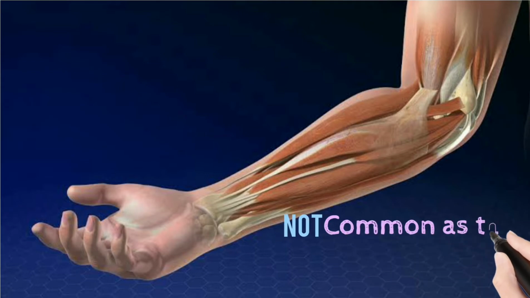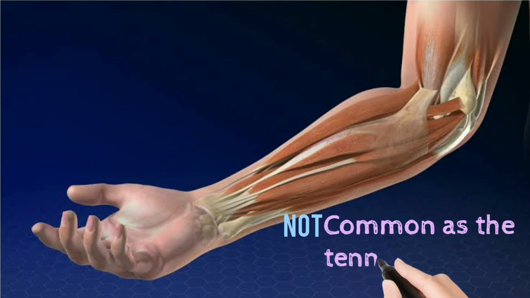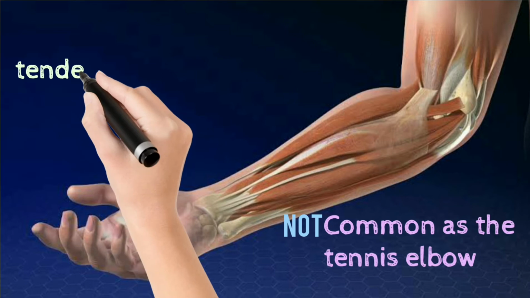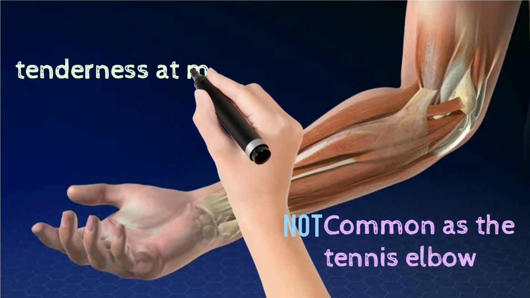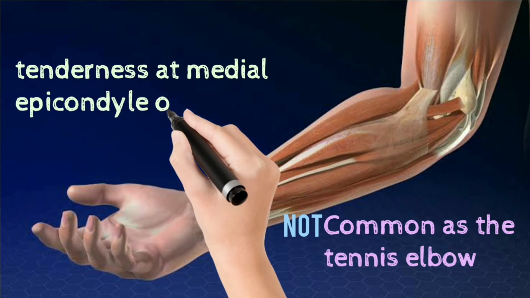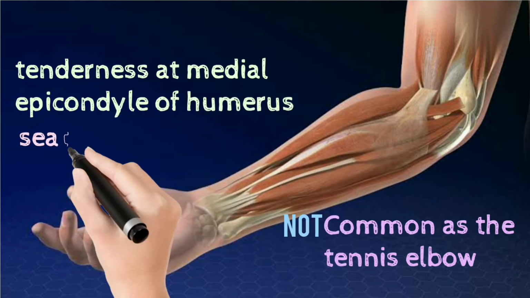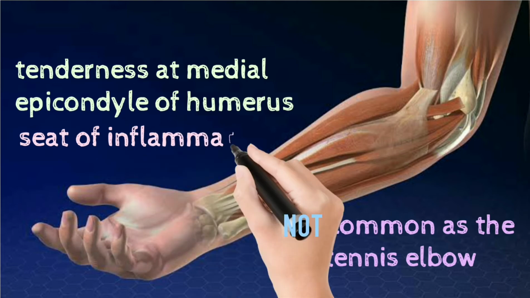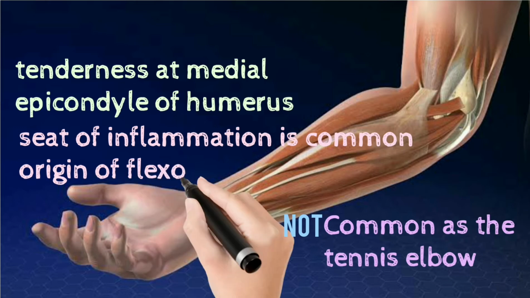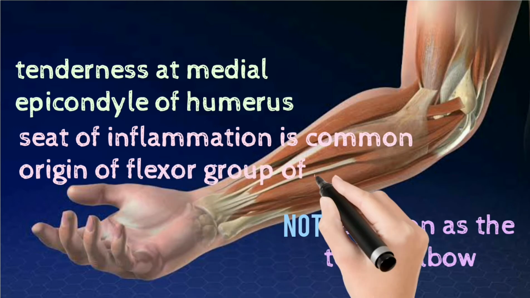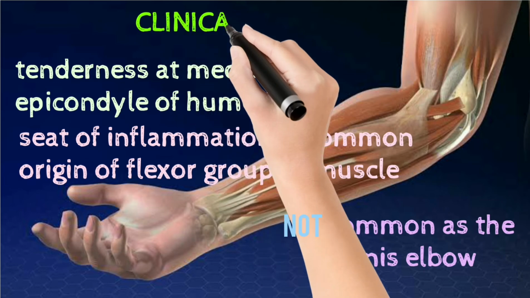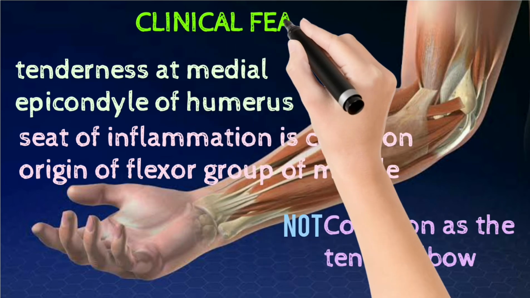Basically, tennis elbow is very common among patients. Golfer's elbow cases are a little rare in comparison, and tenderness at the medial epicondyle is there. When you palpate the patient, you will see tenderness on the medial side of the elbow. Swelling and inflammation are also very common. You will see inflammation at the origin of the flexor group of muscles. These were the basic clinical features of golfer's elbow.